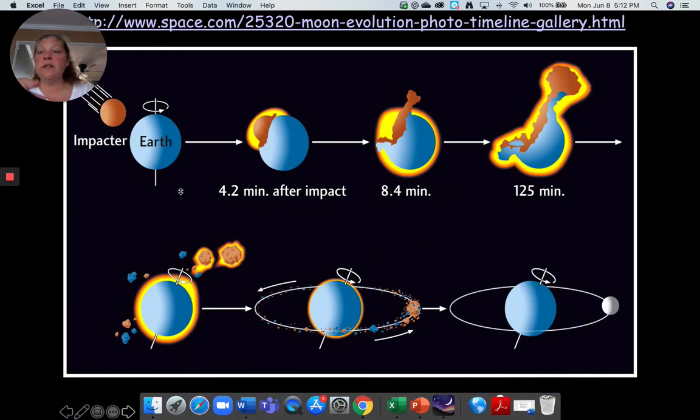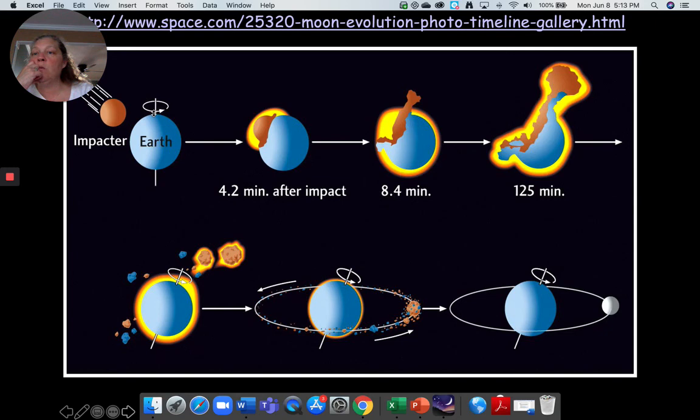And here's what they think happens. Now check this out. There's the Earth's axis. Here's the impactor, approximately the size of Mars, they think. This was 4.2 minutes after impact, 8 minutes after impact, 2 hours after impact. There's the blob leaving the Earth. All this material got caught up in Earth's gravitational field, started orbiting Earth, and coagulated because of gravitational forces pulling it together because it had mass, and that's why they believe the moon formed.